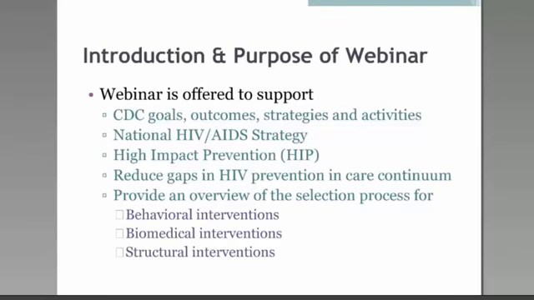This webinar has been produced to support the important goals of the CDC in their response to the National HIV/AIDS Strategy and high-impact prevention. As well, we're presenting this information to further our collective mission in reducing the gaps in the HIV prevention and care continuum. In today's webinar, we'll be reviewing 3 types of interventions: behavioral, biomedical, and structural.